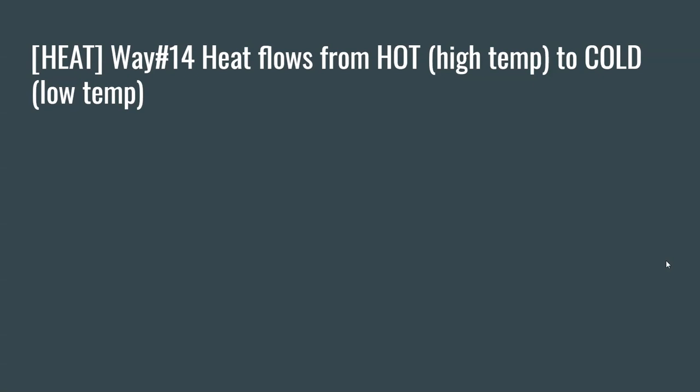Way number 14 has to deal with heat flow. In order to evaluate which direction heat is flowing to and from, we need to look at the temperature of the substance. Heat flows from the hotter substances, the one with higher temperatures, to the colder substance, the lower temperature substance. So in order to evaluate the direction of heat flow, all we really have to do is look at the temperature values for the substances in question.